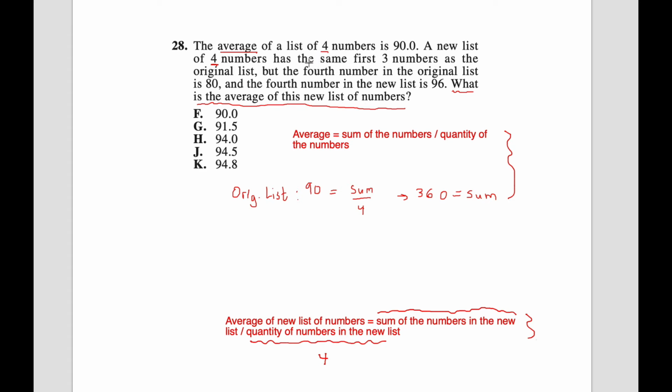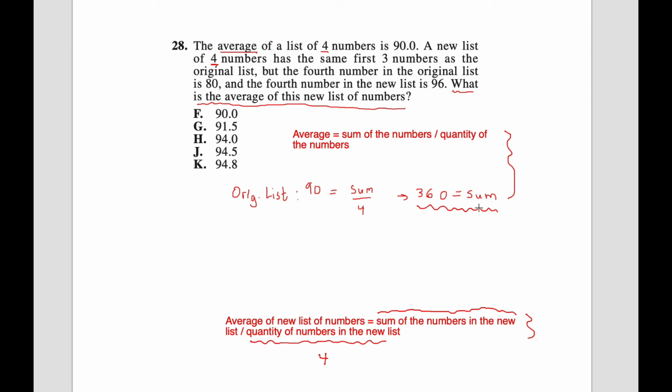And we also know that the new list is just going to have this last number swapped out. So the original one had an 80. Now we're going to swap it for a 96. Well, to figure out the sum of the new list, we can go back to the sum of the original list because we know that the first three numbers are going to be the same. And then we're just taking out an 80 and we're adding back in a 96.